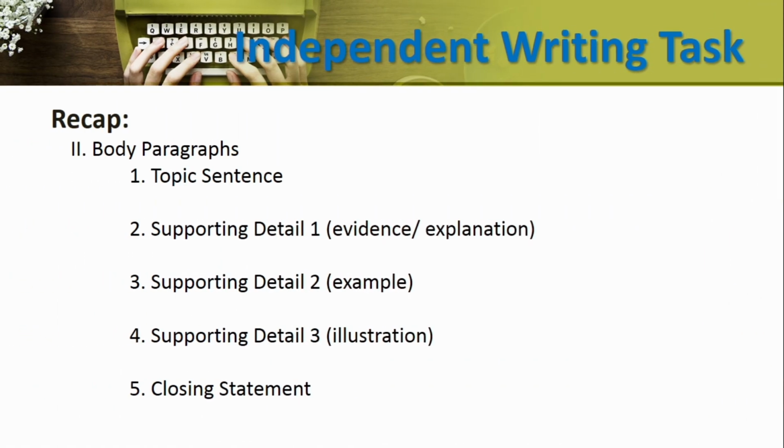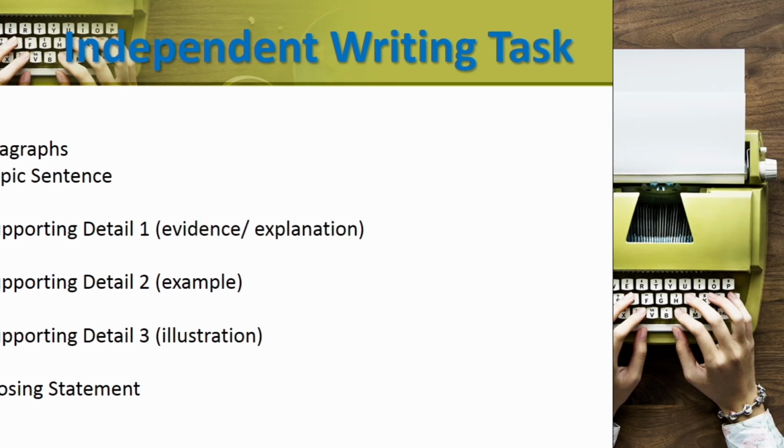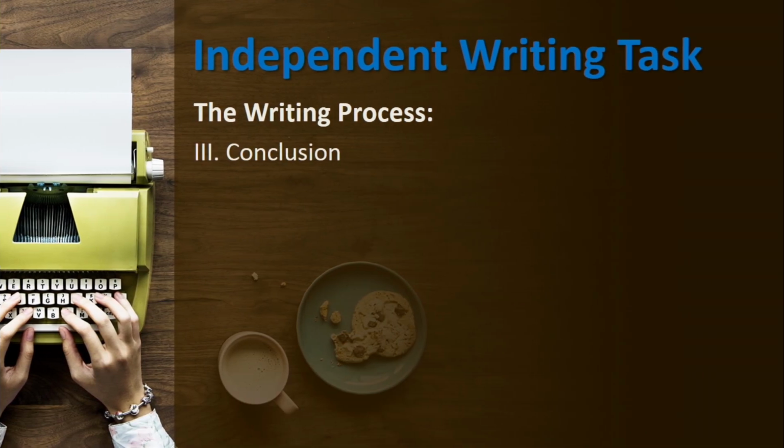Again, let us have a recap of the parts of a body paragraph. We have the topic sentence which acts as the main sentence of the paragraph, followed by a supporting detail 1, either an explanation or an evidence. Next is supporting detail 2, an example. Then supporting detail 3, which is an illustration or further explanation of the example. Lastly, the closing statement, a restatement of the topic sentence and a summary of points discussed in the paragraph. And so, we move now to the last part of an essay, the concluding paragraph.